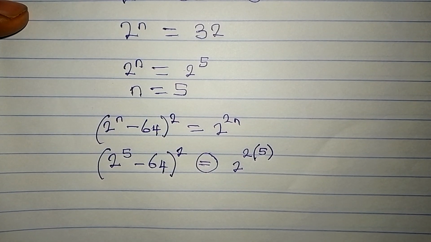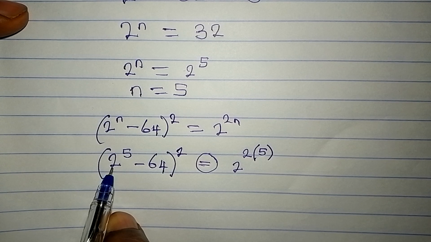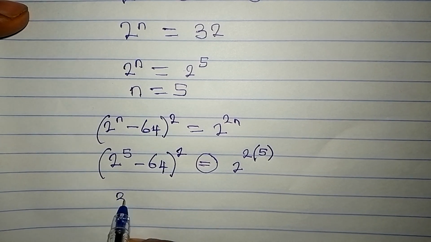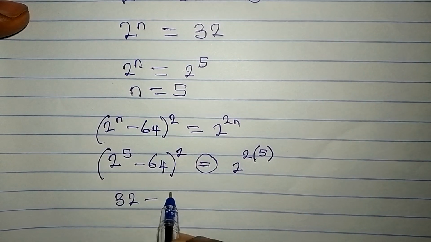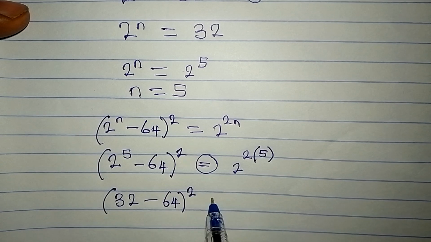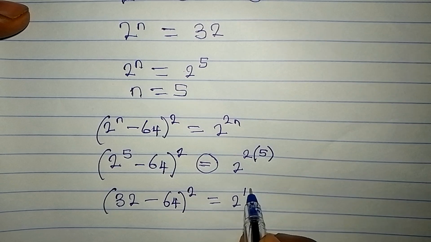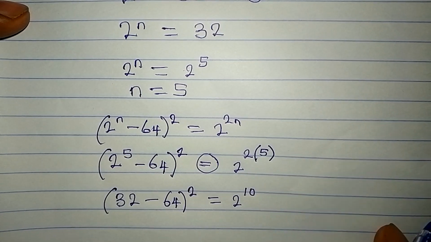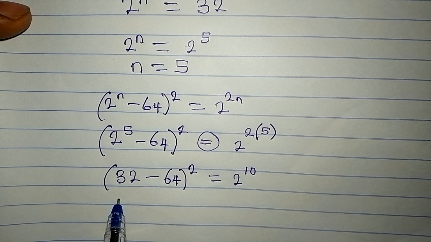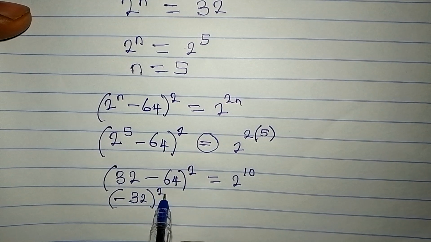So from here, what do I do? Let's continue. 2^5 is the same as 32, like we rightly said. So we're having 32 minus 64, and whatever we have there, we square it. This is equal to, on this side, 2^10, since we multiply the powers. Now, 32 minus 64 will give us negative 32. Remember, the whole of this will still be squared.